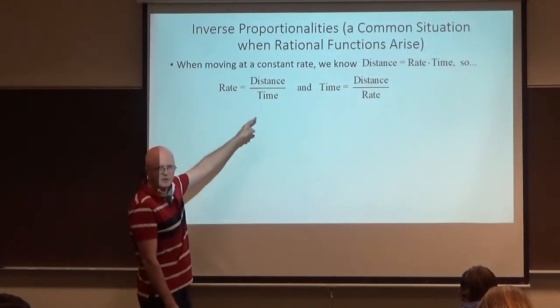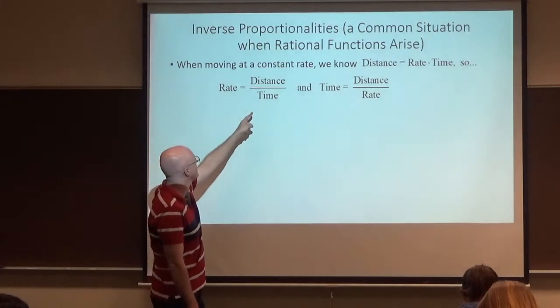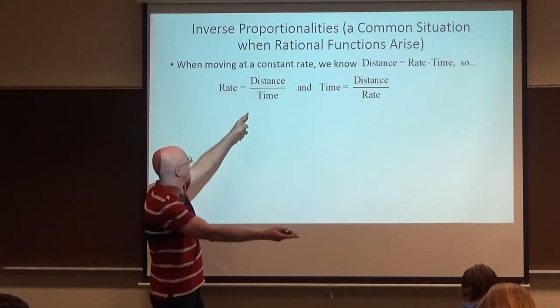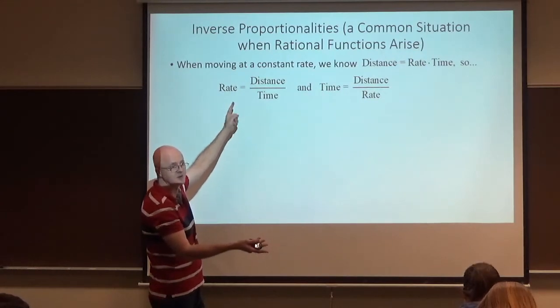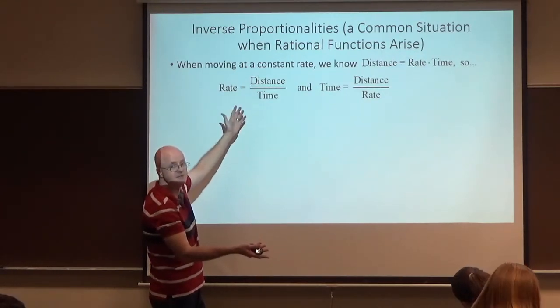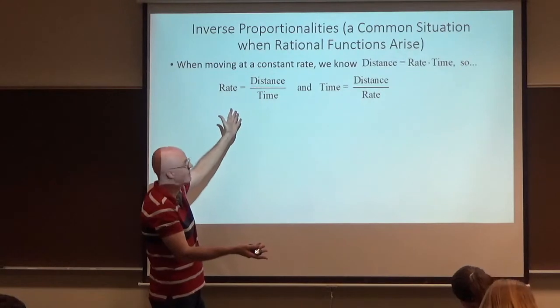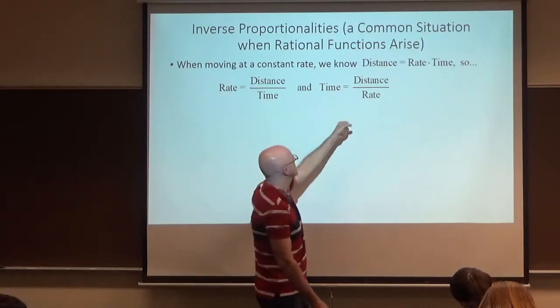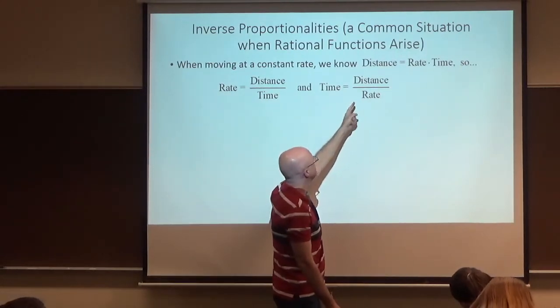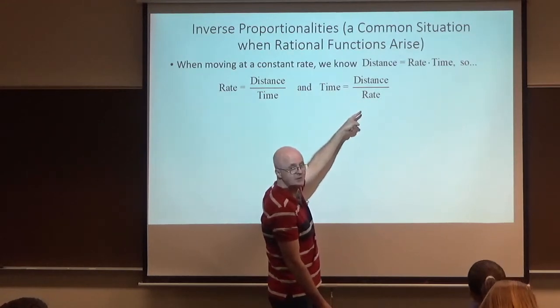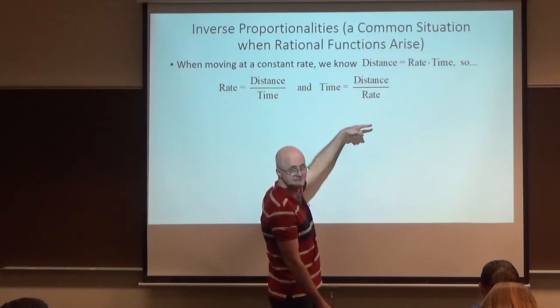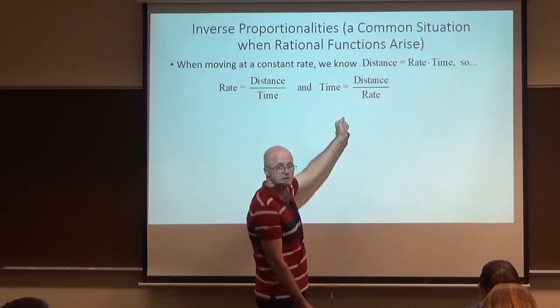Rate is distance divided by time, and likewise, time is distance divided by rate. Probably a little bit more used to using this equation right here. You know you've got to go 120 miles. You want to go there in 2 hours. How fast should you go? 120 miles divided by 2 hours is 60 miles an hour. This one's used fairly often too, though. You want to go 120 miles, and you're going 60 miles an hour. 120 divided by 60 is 2 hours is how long it will take you.